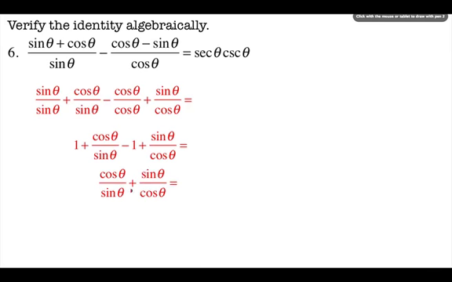And at this point, I have two fractions that don't have the same denominator. So what I'm going to do is I'm going to make them have the same denominator. So multiply this one by cosine top and bottom, sine top and bottom. And this is what I get.